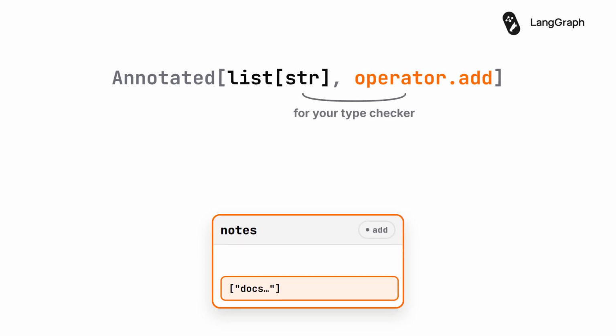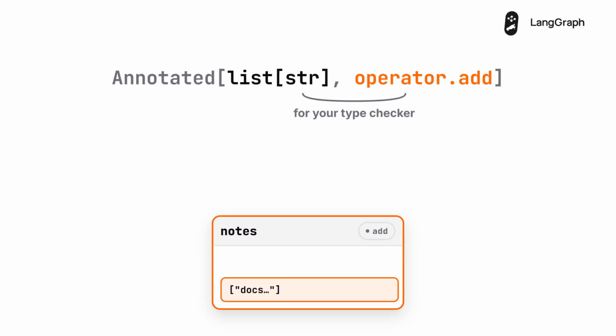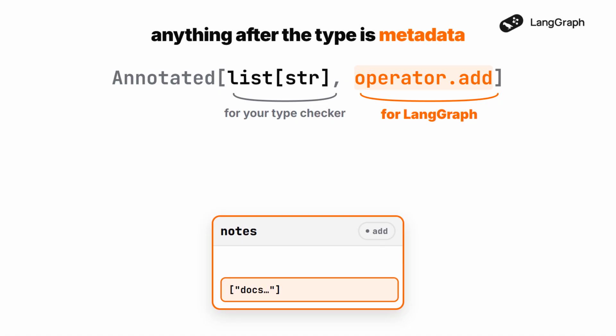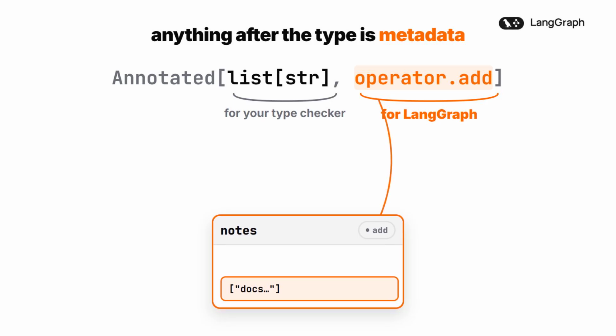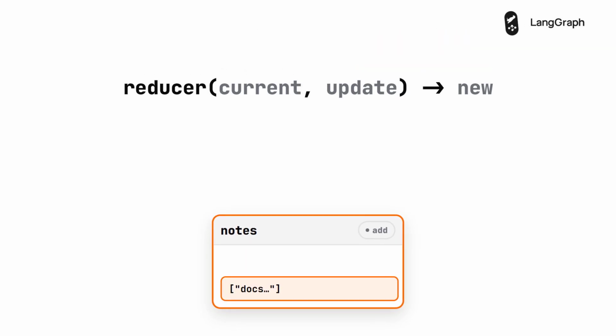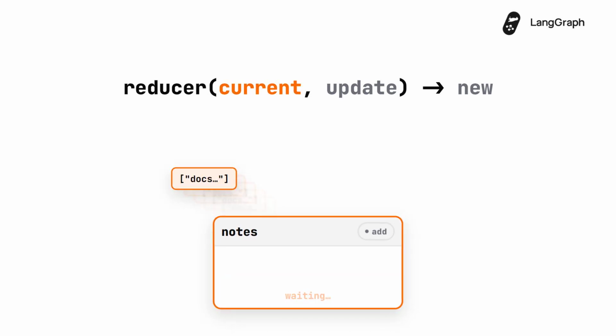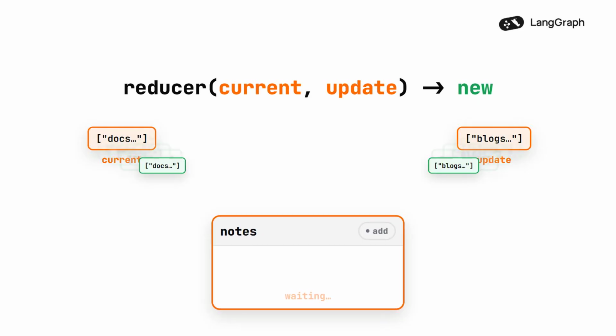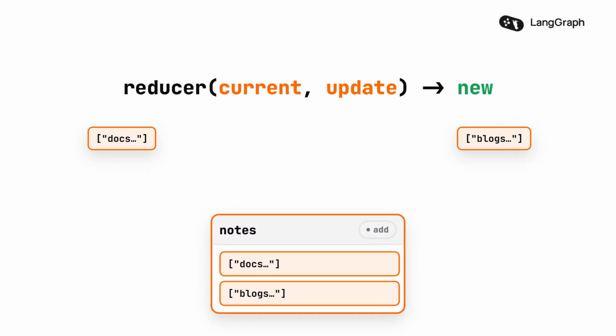The first half, list of strings, is for your type checker. What follows it, add, is for LangGraph. Anything you place after the type inside an Annotated is metadata, and LangGraph reads that slot looking for a reducer. So what is a reducer? A function of two arguments. The value the channel holds right now, and the value a node just returned. Whatever comes back becomes the new channel value.